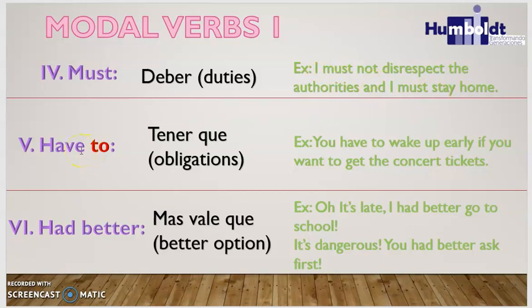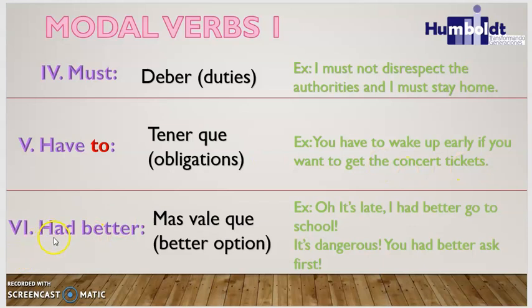Okay? We continue with the number 5, that is have to. Remember that have normally is tener, but have to is the modal verb tener que, for obligations. The example in this one is, you have to wake up early if you want to get the concert tickets. Tú tienes que despertarte temprano si tú quieres obtener las entradas para el concierto.